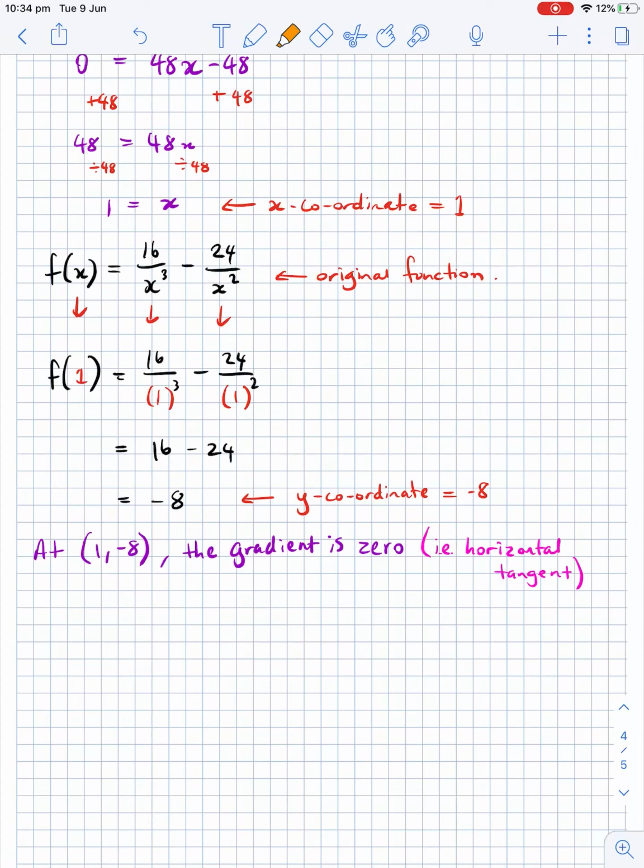That's our y coordinate. So therefore, at this point, 1, negative 8, the gradient is equal to 0, i.e. you get a horizontal tangent. So pretty much the gradient is flat at that point.